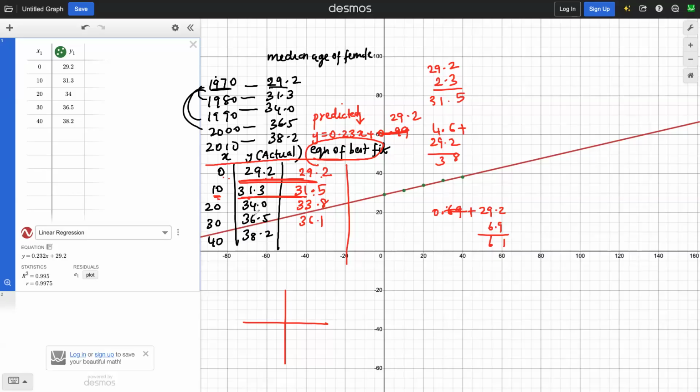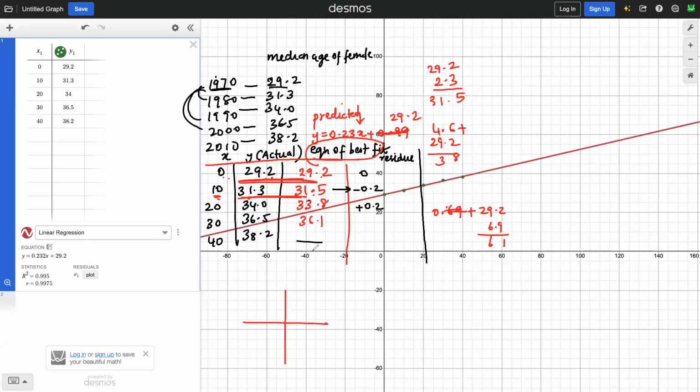What is the difference between these two called? I told you just now. What is the difference between the predicted and the actual? Residue. This one is 0. This one is what? You should always subtract actual minus predicted. So minus 0.2. This one is plus 0.2.